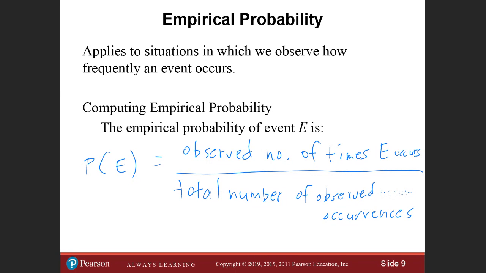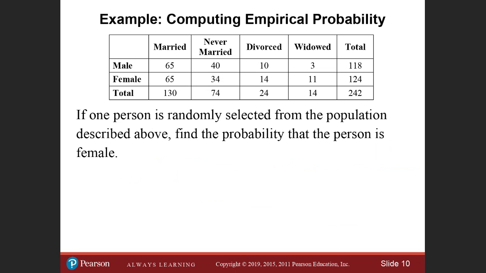Okay, let's try the example for empirical probability here. So as you can see, there is a table. This is like you're doing a survey, you're actually getting information from a real population, and then you list all of that information in the form of a table. So we have the table as given. If one person is randomly selected from the population described above, find the probability that the person is a female. You're looking at a female.